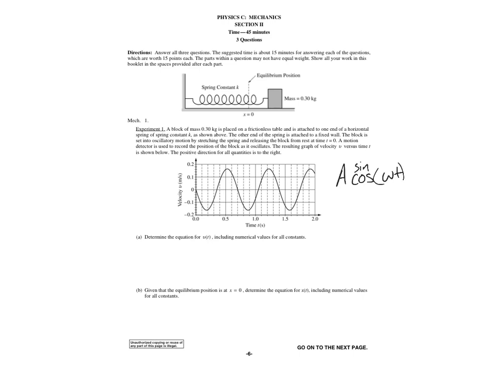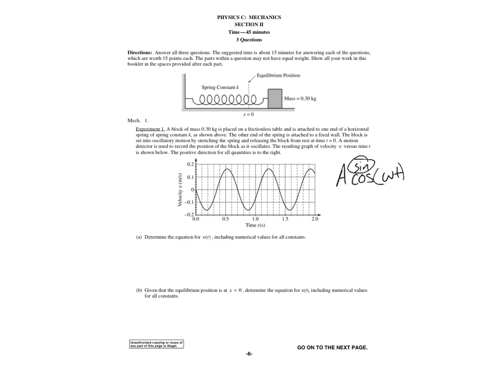If it starts at 1, it's sine, because cosine 0, let me make sure I'm not lying to you. Cosine 0 is 1. Wait, no, I'm sorry. It starts at 0, it's sine. If it starts at a non-zero number, then it's cosine. All right. So this one starts at 0, so we are going to be working with sine in this case.